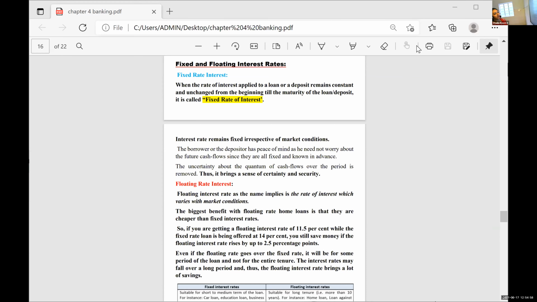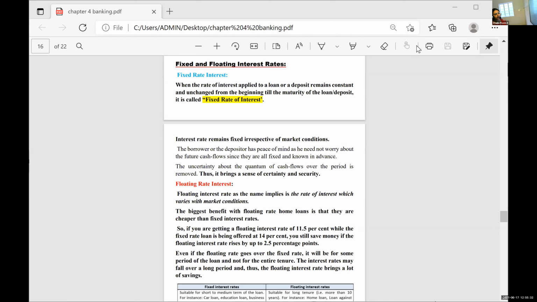Okay. So the two types of interest rates are fixed interest rate and floating interest rate. Fixed interest rate is when the rate of interest applied to a loan or a deposit remains fixed, constant throughout the period of time. That is from the beginning to the end, to the maturity time of the loan or the deposit, the interest rate remains the same, constant.